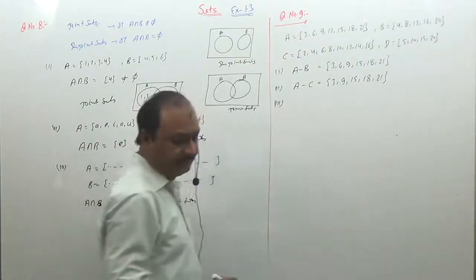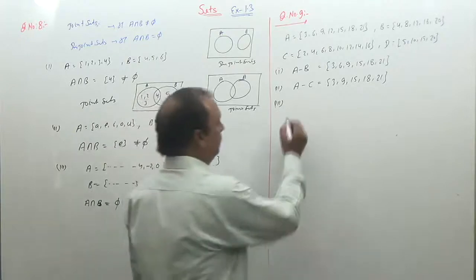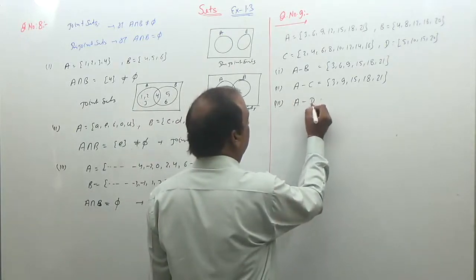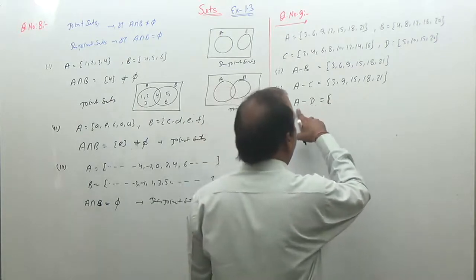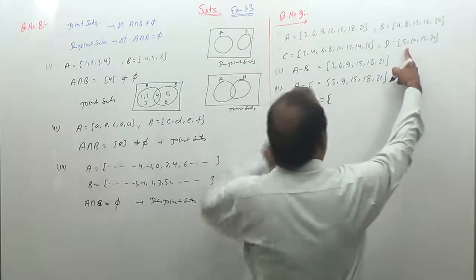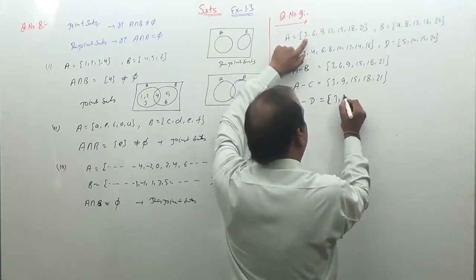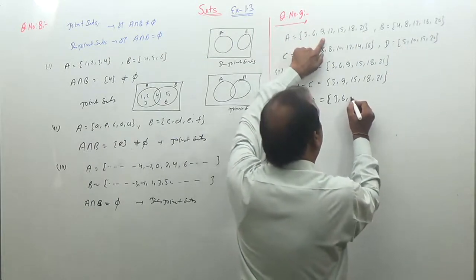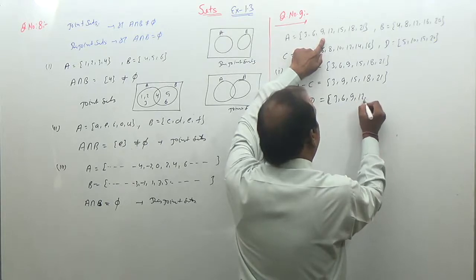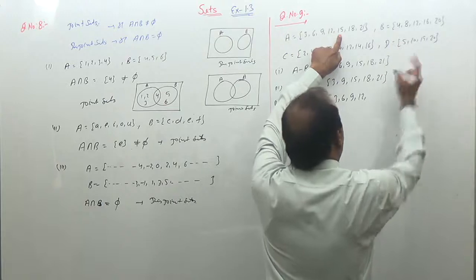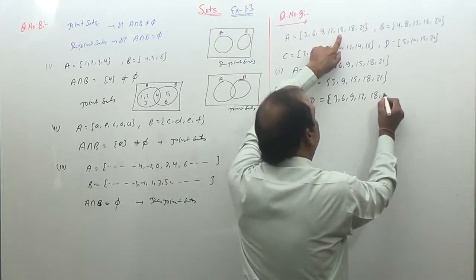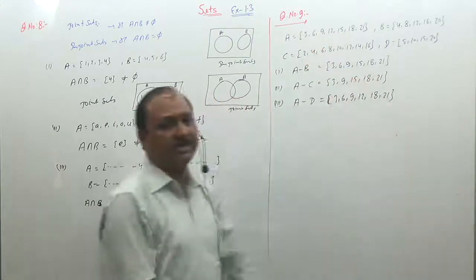Third part is A minus D. A minus D is a set which contains the elements of set A only, not D. So 3, we can take 6, 9 and 12, not 15. 15 also belongs to set D, so it is in D as well, you will not take it. And 18 and 21. So this one is A minus D.